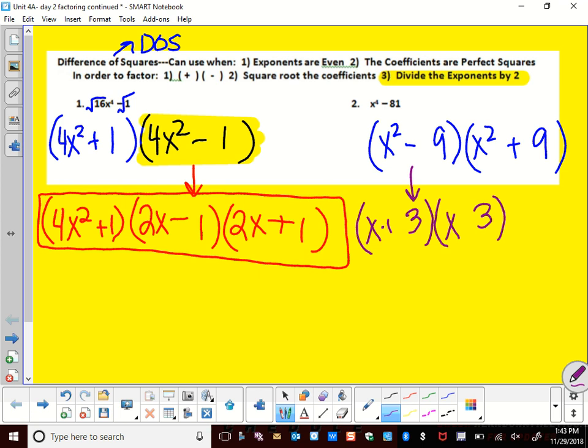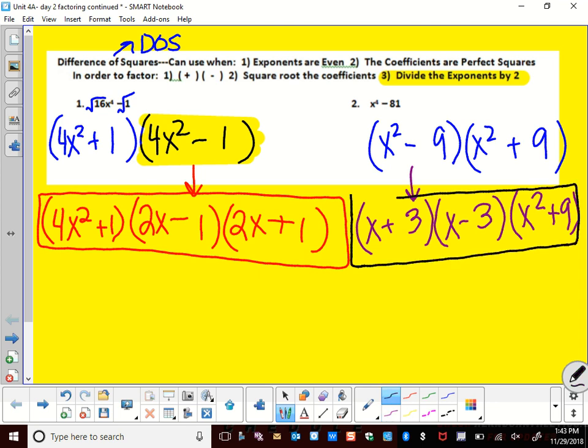Alright, my signs are opposite. And then I bring down my last one, x squared plus 9. This is my full answer. It is important to give me the whole answer. Any questions on numbers 1 and 2?